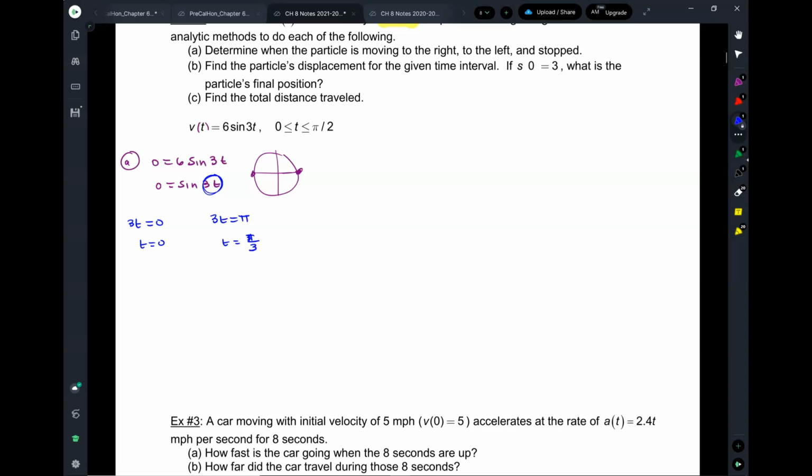Okay. So now, let's put this on the number line. 0 to pi over 2 is our domain. Pi over 3 falls here. Now, initially, right over here, this falls in the first quadrant. Sine is positive. And then this takes us into the second quadrant. Sine is negative.